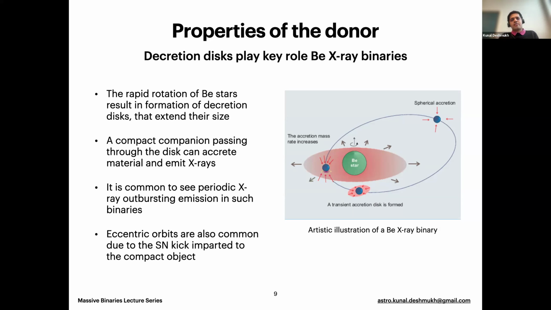Another common feature is that they tend to be eccentric, at least many of the ones that we know are eccentric. This is kind of intuitive because when these compact objects form, they might receive a kick, and this might introduce eccentricity even if those systems were not eccentric before. But this really helps with this periodic outbursting, because as soon as your new compact object goes out of the decretion disk, the X-ray emission can go down, and then it can go up again when it passes through the disk.